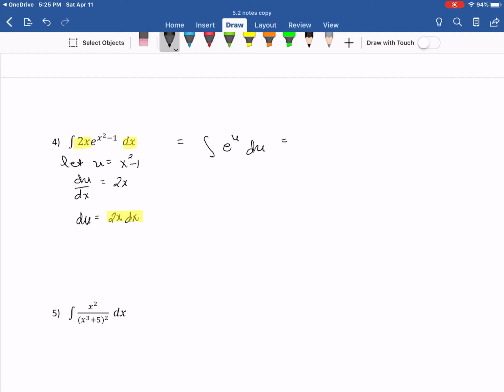The integral of e to the u is e to the u plus c. And then go back and replace the u with what it was equal to, x squared minus 1.